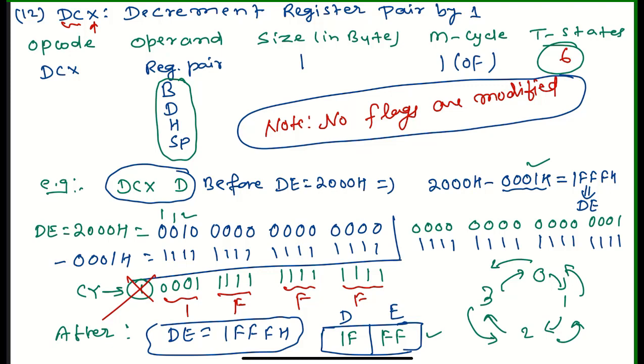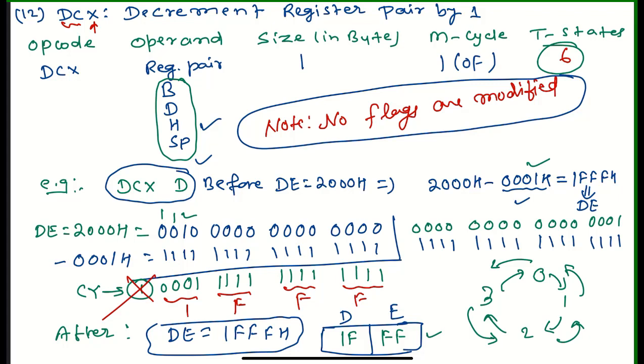The first one is that the register pair should be BC, DE, HL, or SP. Second, for performing this subtraction, it by default uses the 2's complement method. It means decrementing this DE value by 1. Then, after the decrement operation, whatever result is obtained is stored into the same register pair. Then, for the opcode fetch, it will take 6 T states. The last point, with respect to flags: no flags are altered or modified after execution of this instruction. So the status of the flags before execution of this instruction is carried forward the same, and no flags are modified.